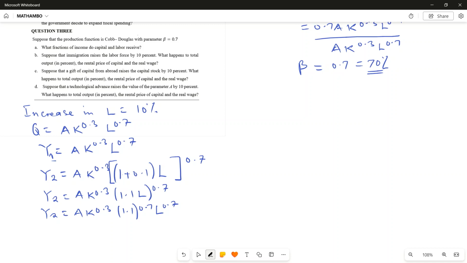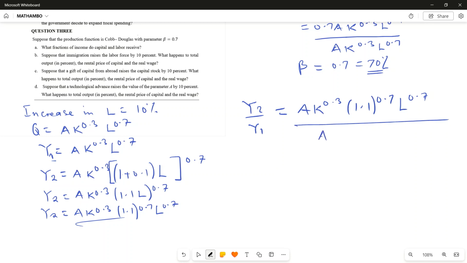Now to find the impact of the increase in labor on output, we'll just say Y2 divided by Y1, where Y2 is the output after the increase in labor, and Y1 is the initial amount of output. So our Y2 is what we've just found there, AK to the power 0.3, 1.1 to the power 0.7, labor to the power 0.7. Then we divide this by the initial amount of output, AK to the power 0.3, labor to the power 0.7. So this part will go. Therefore, to find the percentage change in output, it's giving us 1.1 to the power 0.7, right?